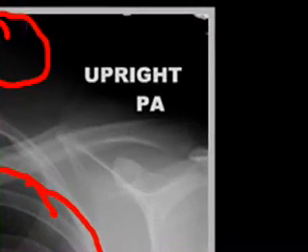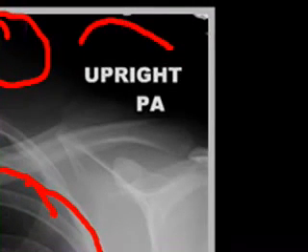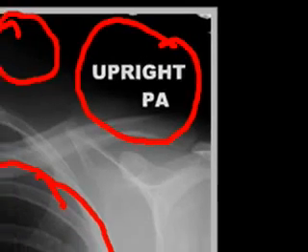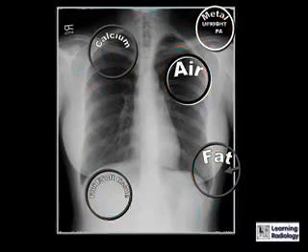And there is metal density on this radiograph in the marker that the technologist places on the film to indicate that this is an upright PA film. So these are all 5 of the radiographic densities that we can see on a chest X-ray.